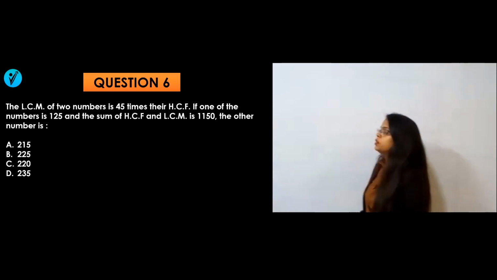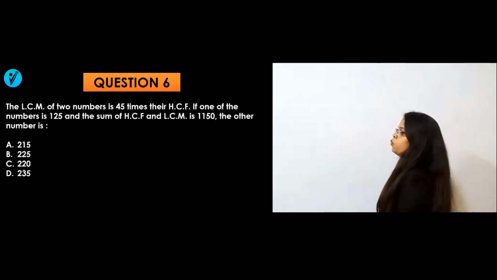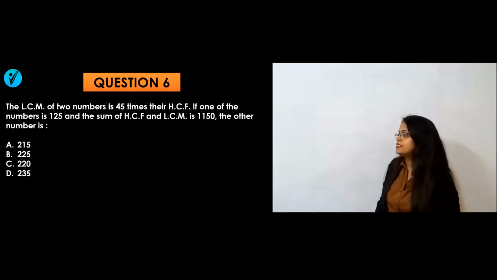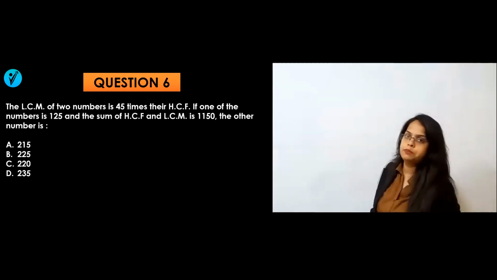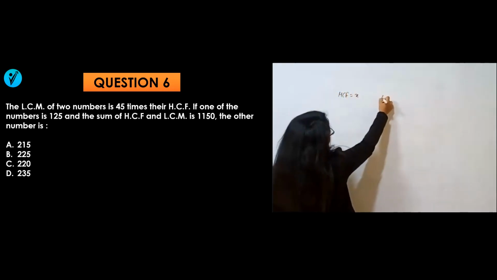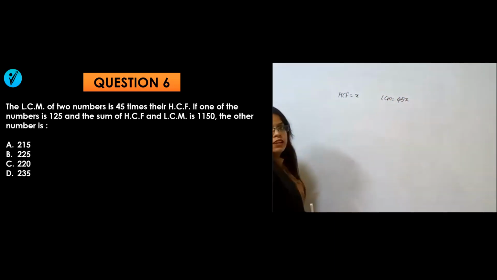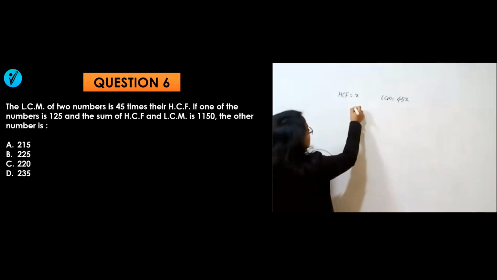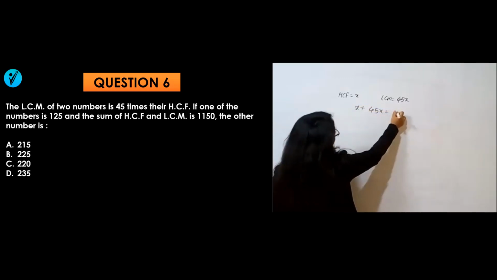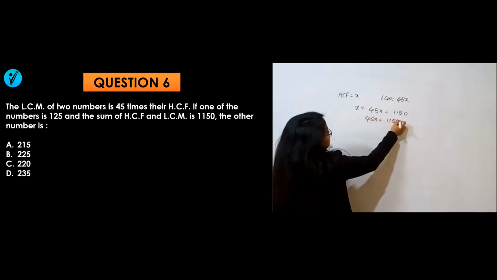The LCM of two numbers is 45 times their HCF. If one of the numbers is 125 and the sum of HCF and LCM is 1150, what is the other number? Suppose HCF is equal to x. Then LCM will be 45 times the HCF, meaning 45x. Then the sum of HCF plus LCM is given as 1150. This will be 46x equals 1150.